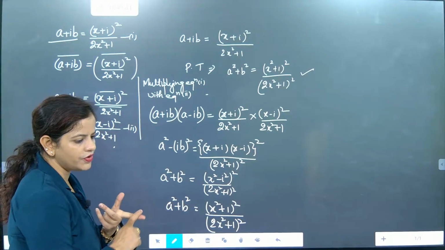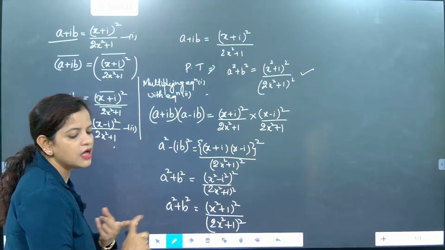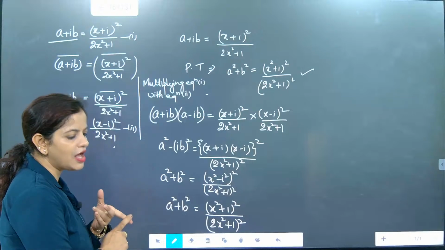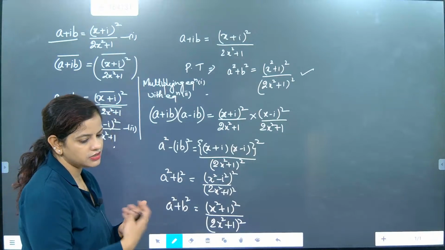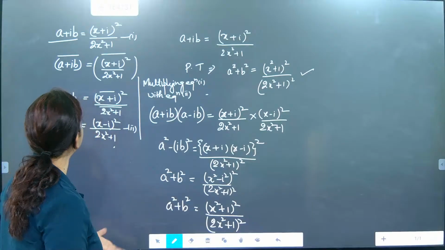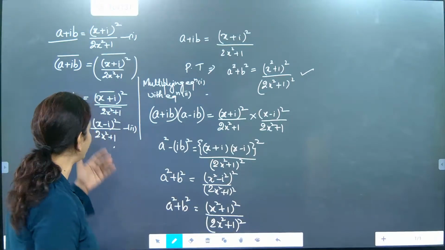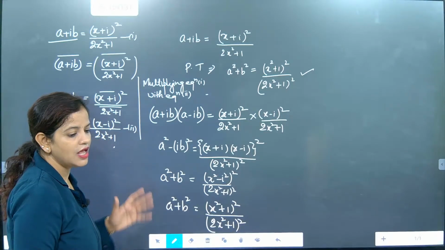So what we did in two questions back to back, what I have taught is we have to apply the conjugate and solve the question. Application of conjugate is a very simple process. We applied the conjugate, the multiplication section we have done, and we have solved it.